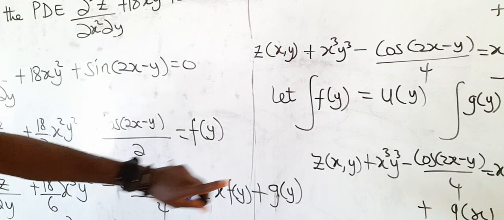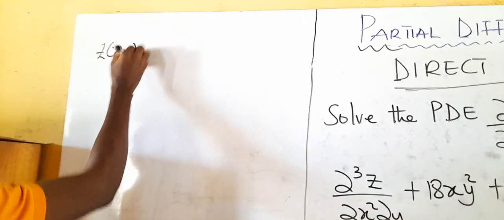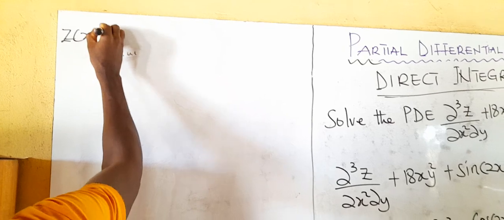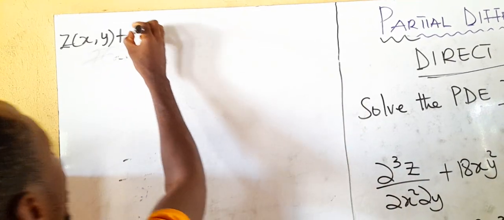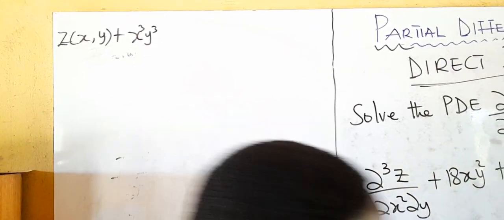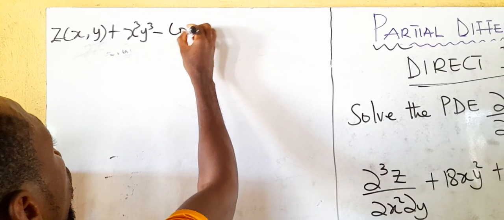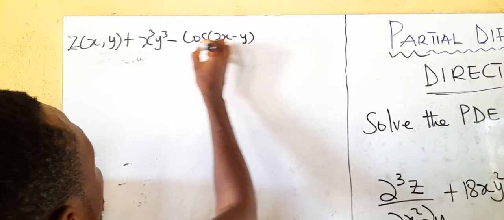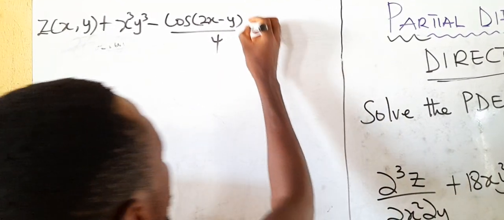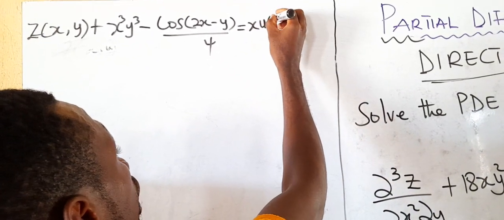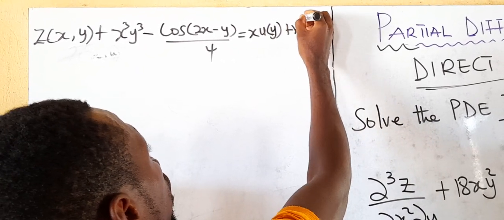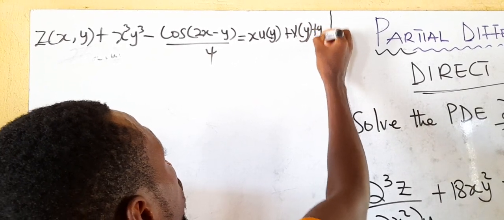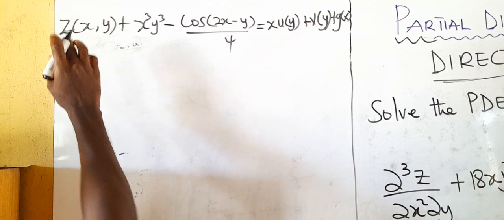So let's rewrite the whole of that here so that we'll get a concept. We have z of x and y plus x cubed y cubed minus cos of (2x minus y) over 4 is equal to x times an arbitrary function of y plus another arbitrary function of y plus an arbitrary function of x.